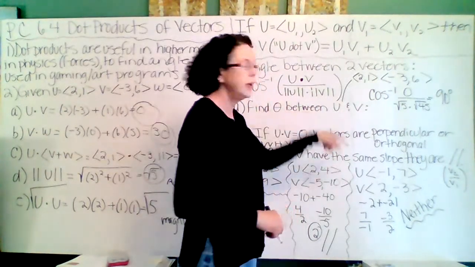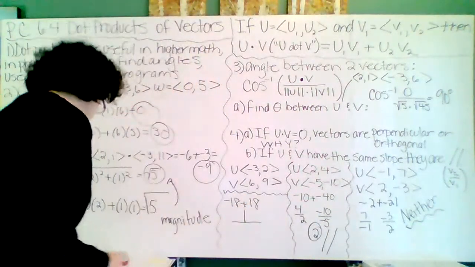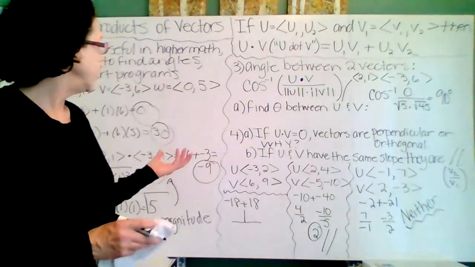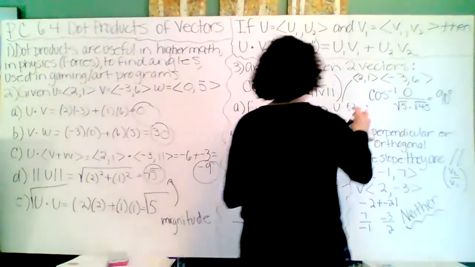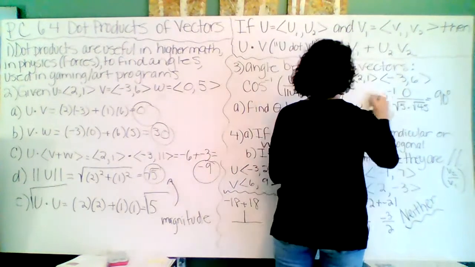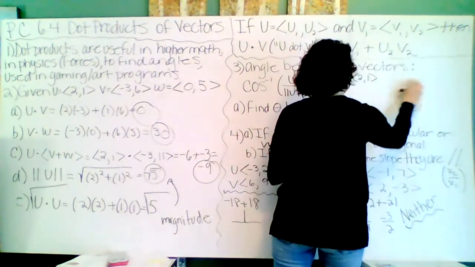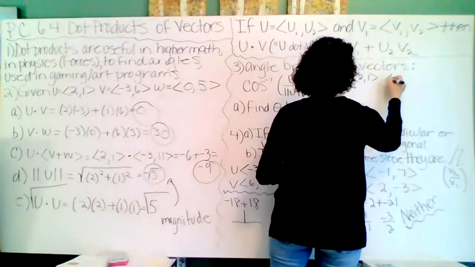Okay. Before we move on, let's go back up to 3A. Find the angle between u and v. Let's do u and w this time, because I'd like you to see what it looks like when there is an angle that is not 90 degrees between two vectors. So let's do u and w. I already have my u up there. My w is 0, 5.